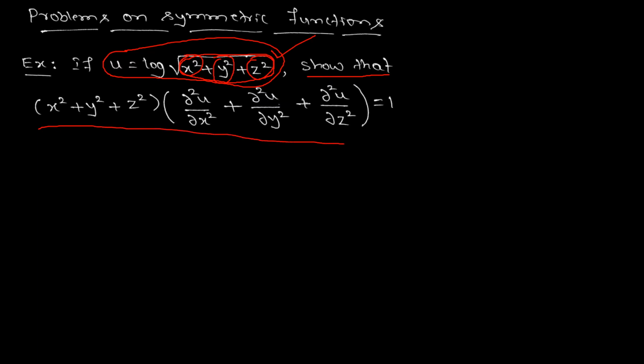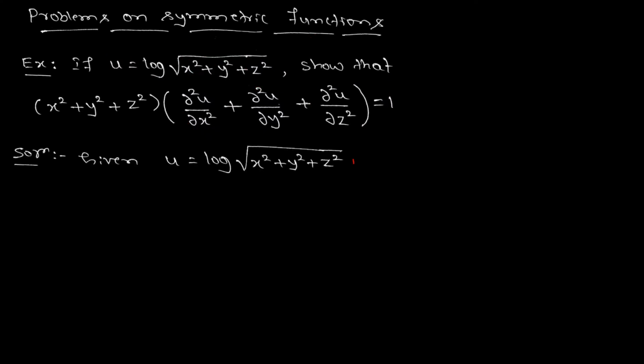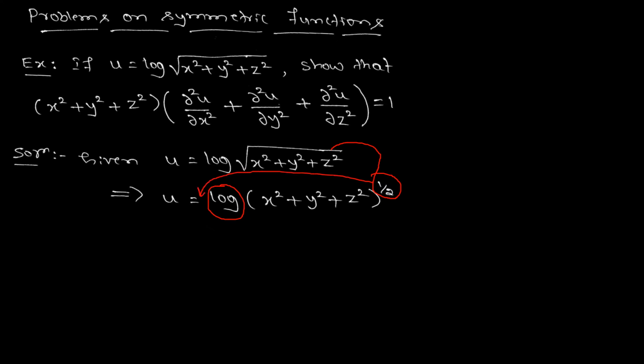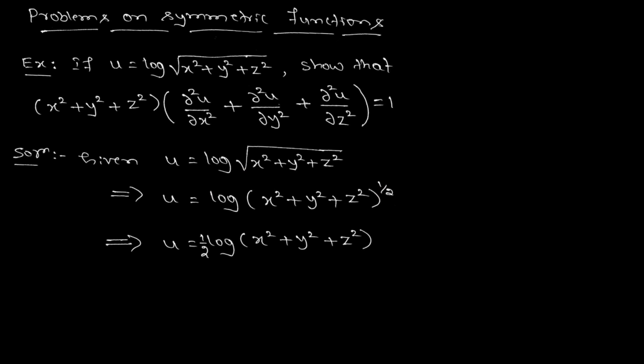this is equal to 1. To prove this, we need to find dou square u by dou x square, dou square u by dou y square, and dou square u by dou z square. The given function is this. By using the property of root, this root can also be written as to the power half. Now we use the property of logarithm to write this power half as a multiplication. By using the property that log a to the power b is b log a.